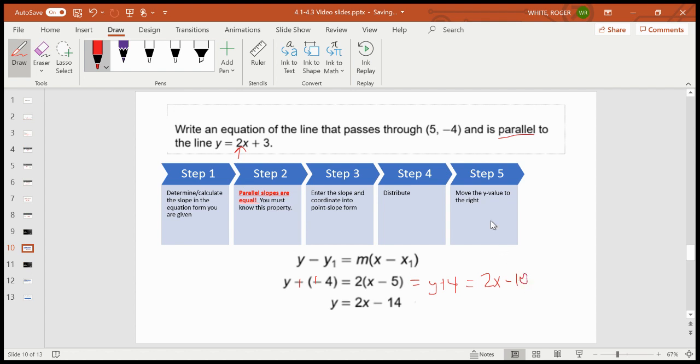And then the last step is to move the y value to the right. This is what I'm calling the y value. It's technically not correct, but I think it makes it easy to find that value and tell you what to do. Okay, and then we have 2x minus 14, which is the answer. So these are your steps. Find the slope. Understand what slope you need to use, whether it's parallel or in the next example, perpendicular, and then enter the slope into the point slope form, distribute, move it over, and then you have your final answer.